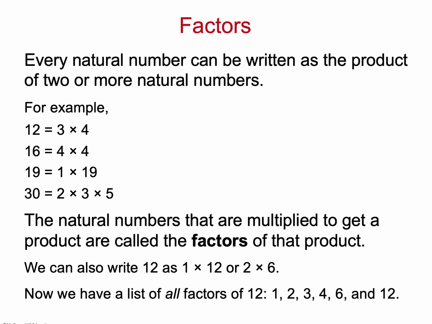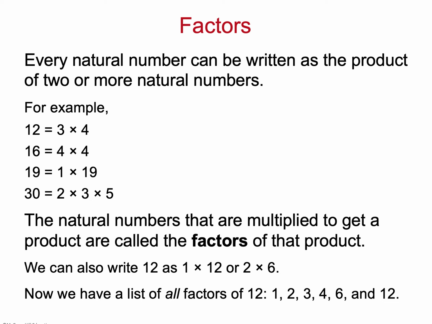Every natural number can be written as the product of 2 or more numbers. For example, 12 can be written as 3 times 4, 4 times 3, 6 times 2, 2 times 6, or 12 times 1. So there's lots of different ways to get to these numbers.